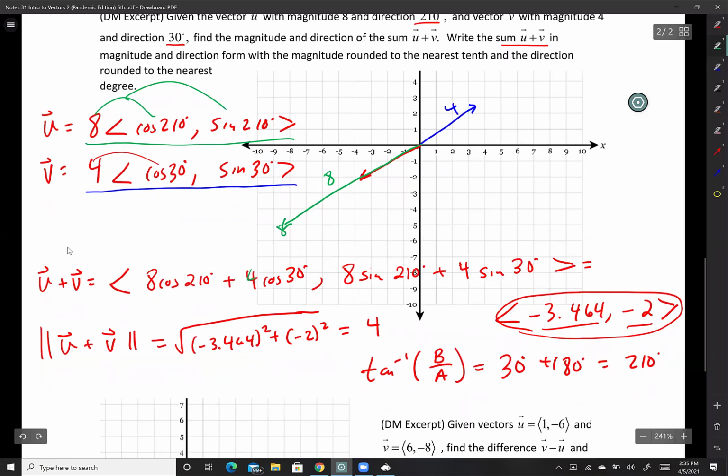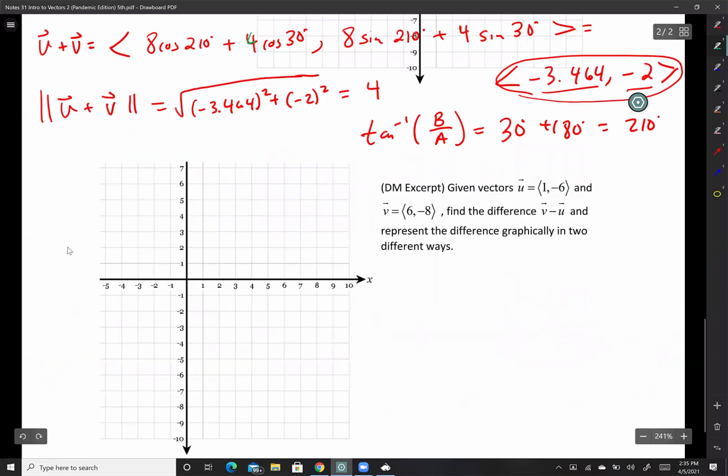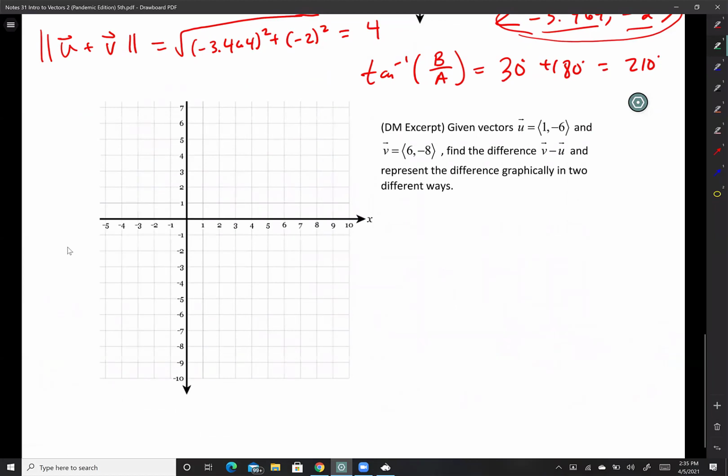Let's do one more. I think after we do this one, you guys will get it. After we do some repetition on delta, I think we'll really get it. So it says, given vectors u and v, find the difference v minus u and represent the difference graphically in 2 different ways. First let's talk about what vector u is and what vector v is.